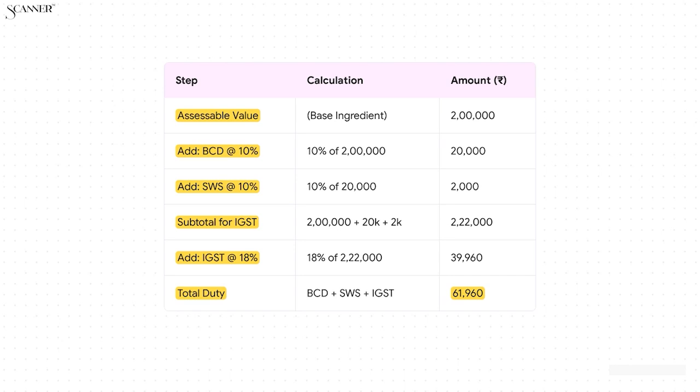Now we have our subtotal for the final tax. So step 3, we calculate 18% IGST on that new subtotal. Add up all three of those taxes, the BCD, the SWS, and the IGST, and you get a total duty of 61,960 rupees. See, it's just steps.